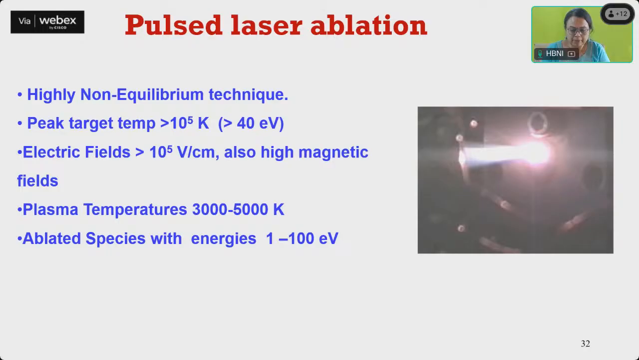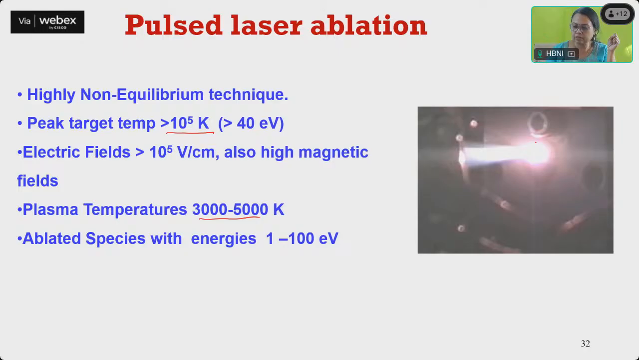So here we are using a laser light to ablate the target. Ablation means we are hitting a very small area of the target and it gets ablated. It is in the same form, meaning it is not dissociating. It is a very fast transfer of energy. So it is a highly non-equilibrium technique, and the target temperature at that point can reach up to 10 power 5 Kelvin, and there is a very high electric and magnetic field because we are using an electromagnetic wave for the heating up.